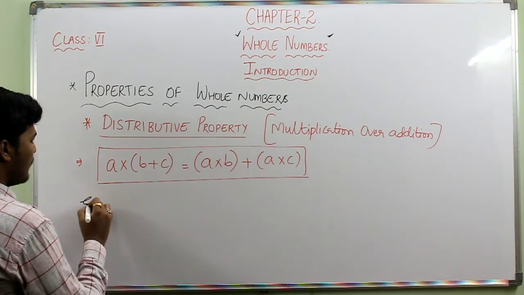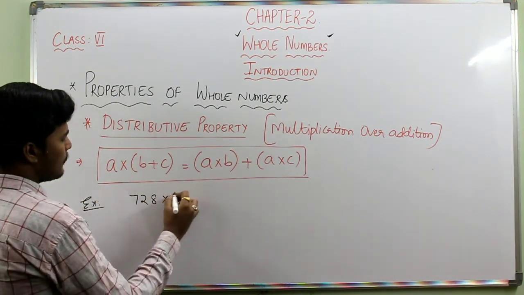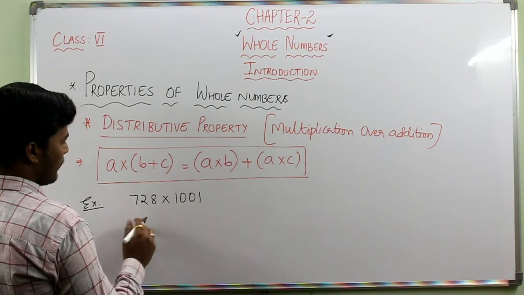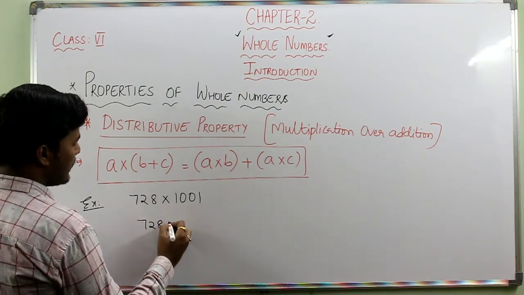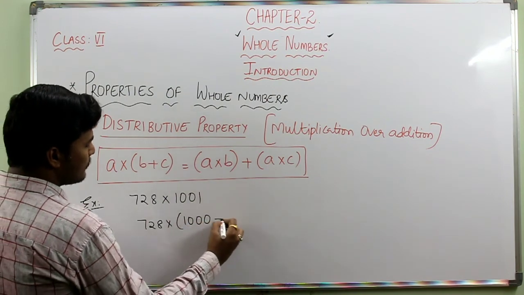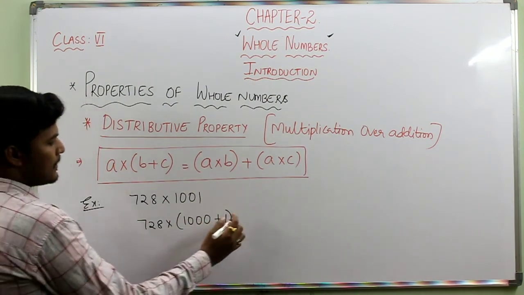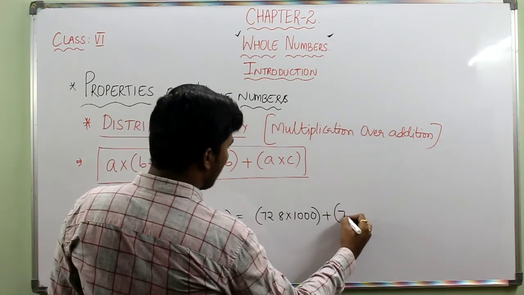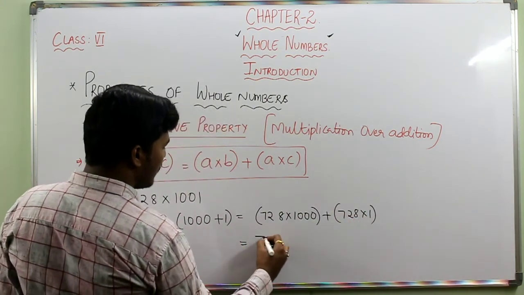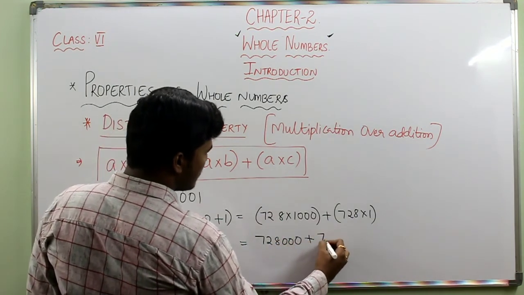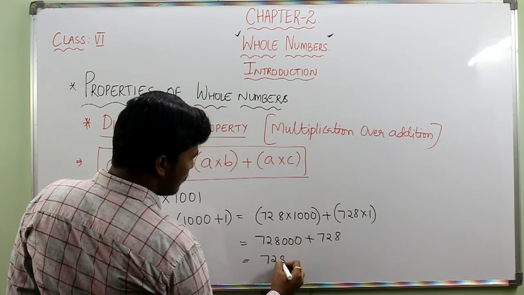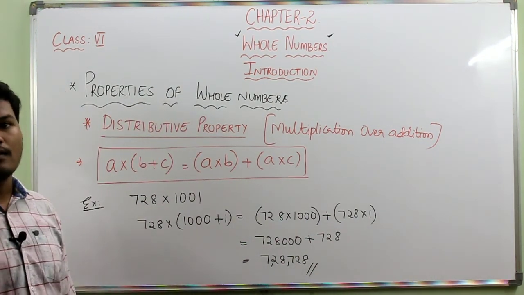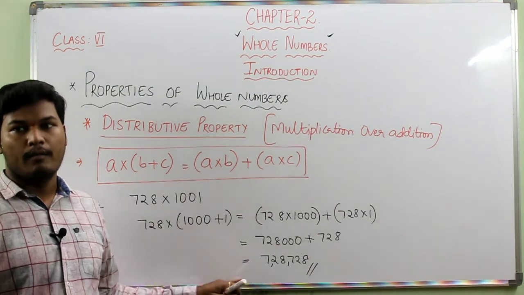For example, I have 728 into 1001. In order to find this multiplication, I can use the distributive property. I can write this as 728 into 1000 plus 1. I am writing it as a into b plus c, which is nothing but 728 into 1000 plus 728 into 1. This becomes 728,000 plus 728. So my answer will be 728,728. This is how the distributive property can be used for making calculations simple.